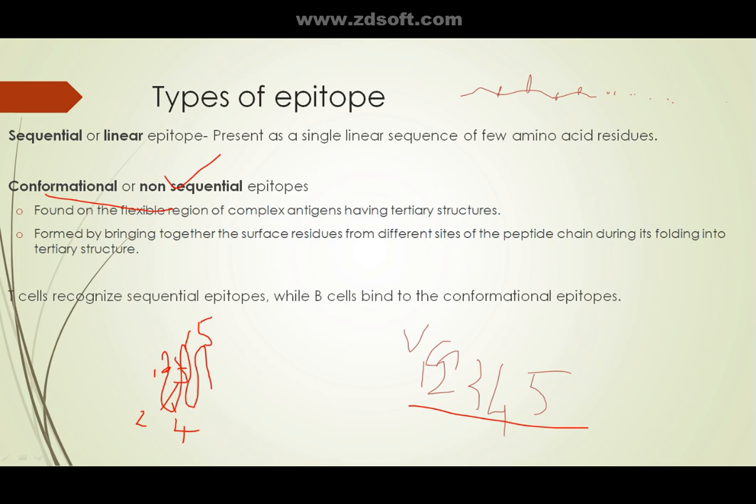Then we have: T cells recognize sequential epitopes while B cells bind to the conformational epitopes. So, when our body is facing these antigens, if it is the first type, the sequential type, who is going to find it out? The T cell recognizes the sequential type, that is the linear type, whereas our B cell will find out the conformational or non-sequential type of epitope.